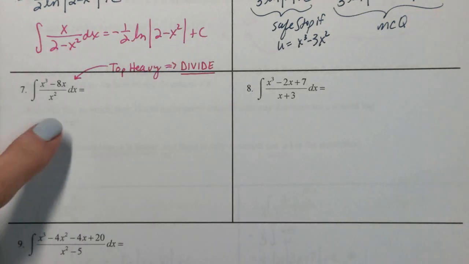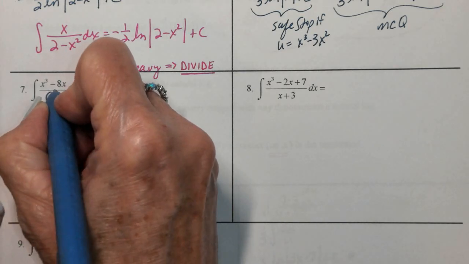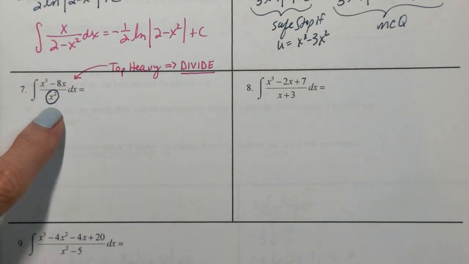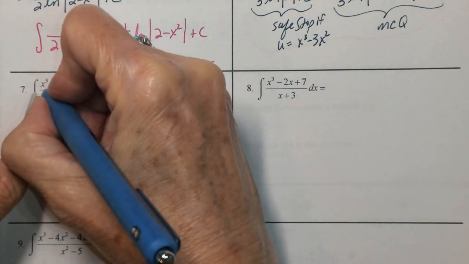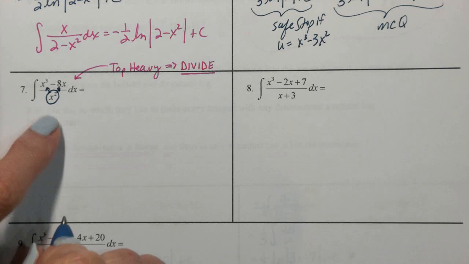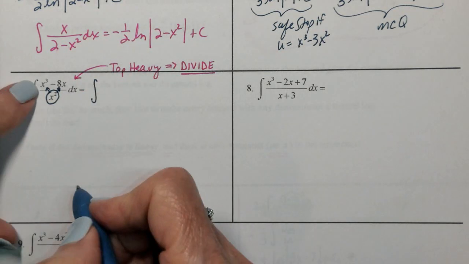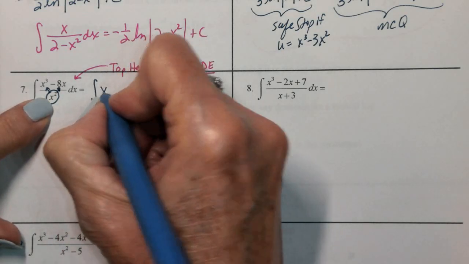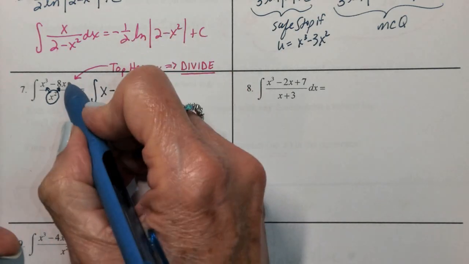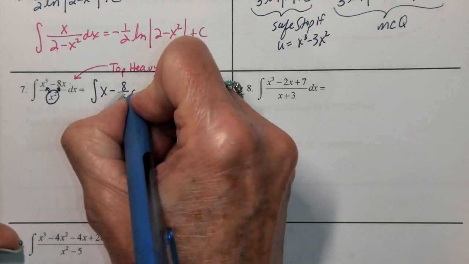Well, normally I would go off to the side and divide. However, in this case, I'm going to do a quickie divide. We have a single term in the denominator, right? We have an STD, single term denominator. So I'm going to take care of it the quick way by applying it to both things on top. So this is the integral of x cubed over x squared, which is just x, minus 8x over x squared, which is 8 over x.